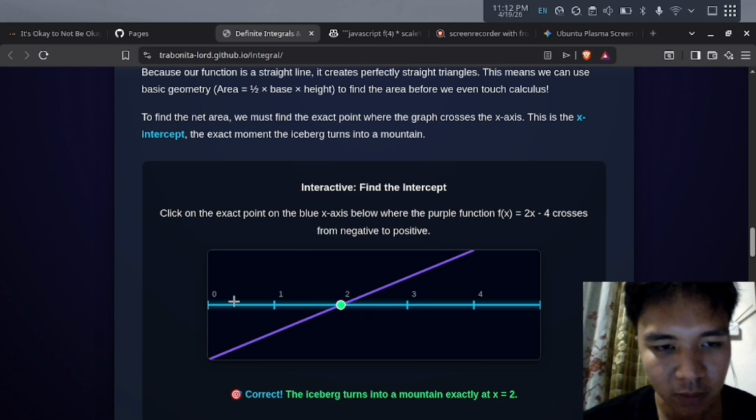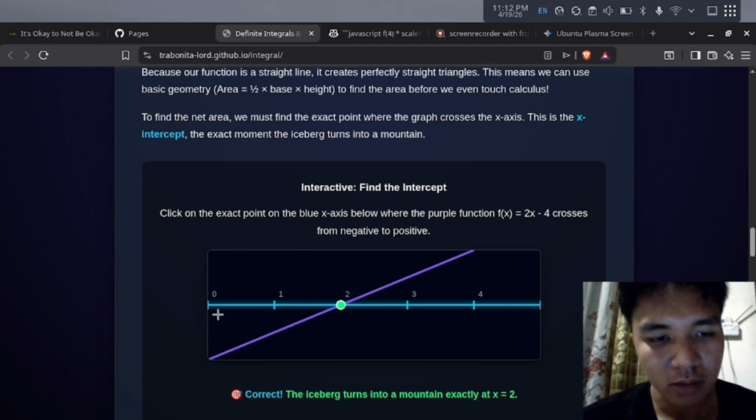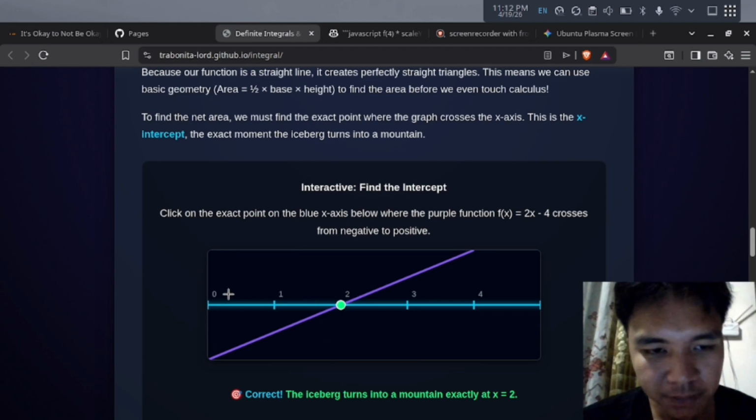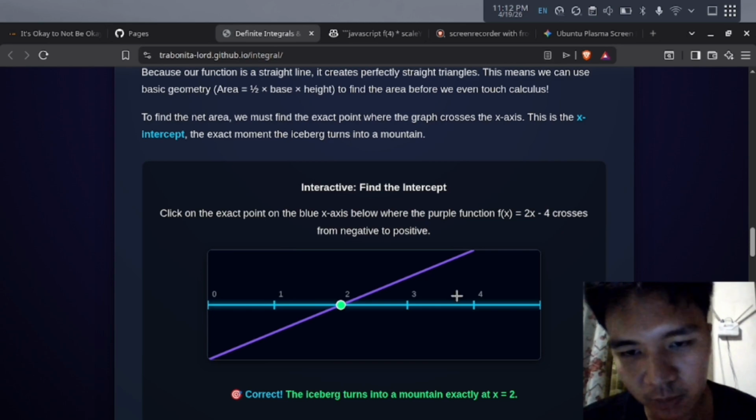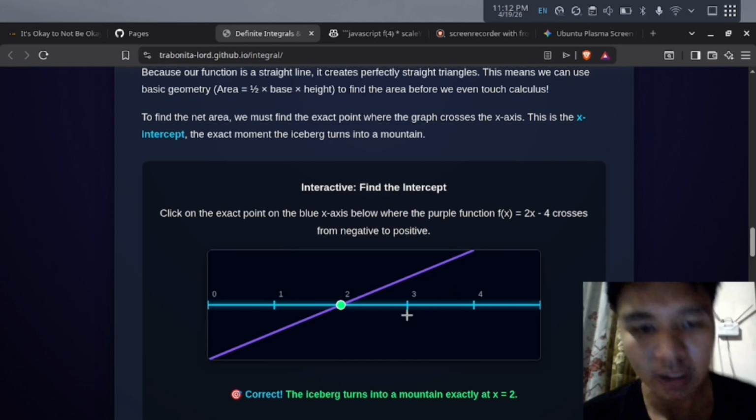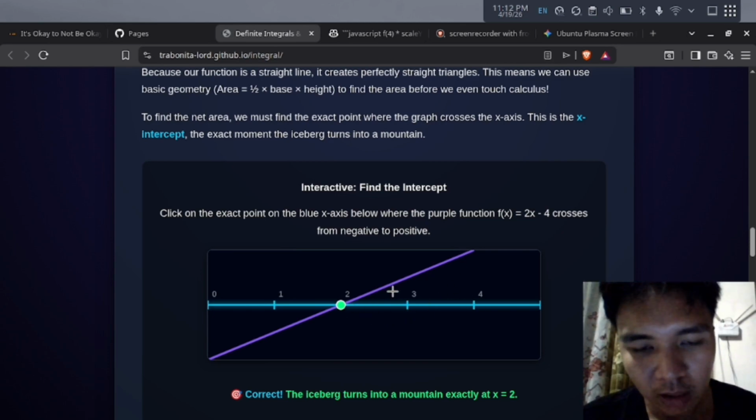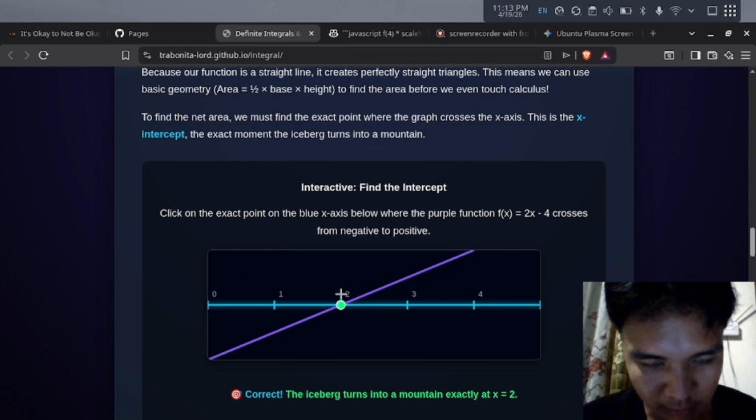Next, we need to find the underground iceberg, where we have the base of 2 and the depth of -4. We use the area of a triangle, which is half of 2 times -4, giving us -4. On the right side we have the mountain, which has a base of 2 and a height of 4. The area of that is half of 2 times 4, which is 4. In summary, we need to add those two. So we have -4 plus 4, which is 0. So this is exactly our net area.